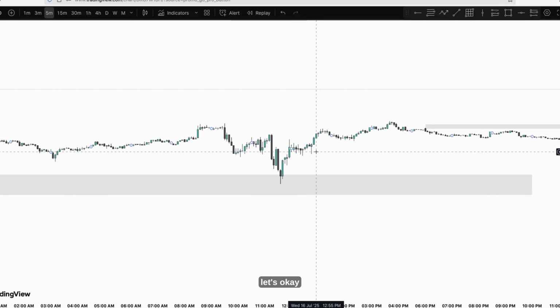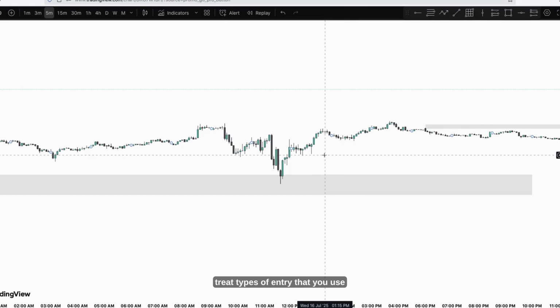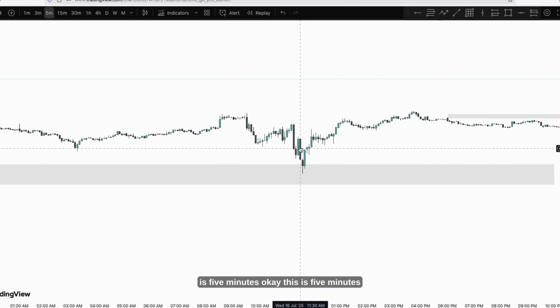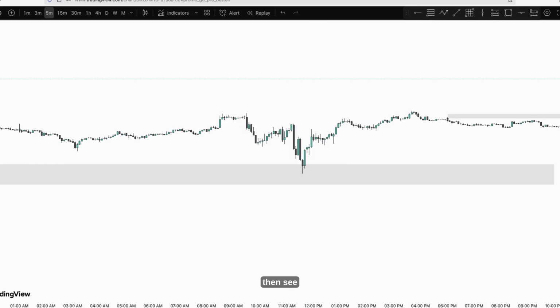So now I'm going to show you 3 types of entry that you will use for this trade. 3 types of entry that you can use on different time frames. All right, so now, first, this is 5 minutes. Okay, this is 5 minutes.